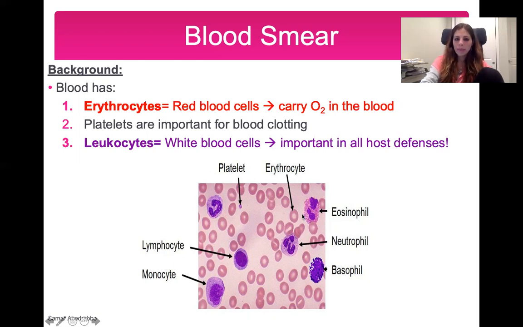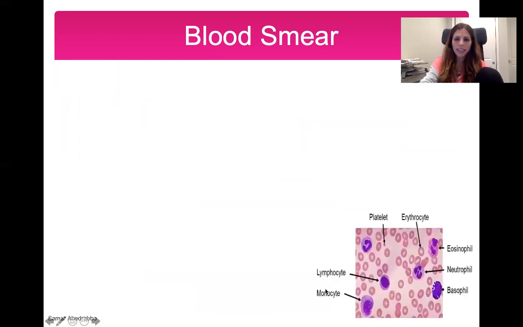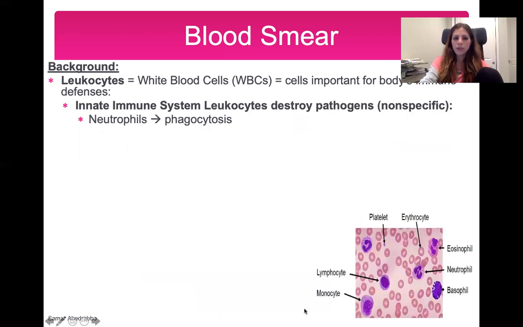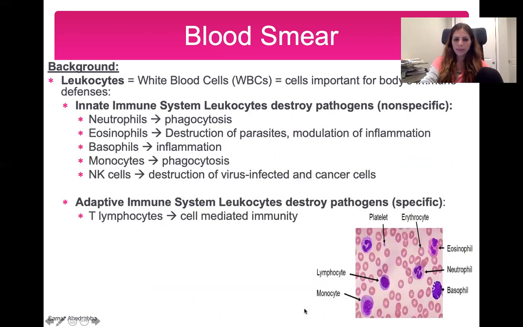This is what a typical blood sample looks like under the microscope. This is a perfect image, so I'll show you what typical images look like. And just a little bit more background, let me put this all out.